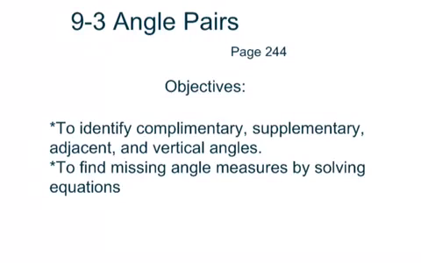We're on 9-3, angle pairs, on page 244 in the Green Book. Two objectives here. We're going to identify complementary, supplementary, adjacent, and vertical angles, and then we're going to find missing angle measures by solving equations.